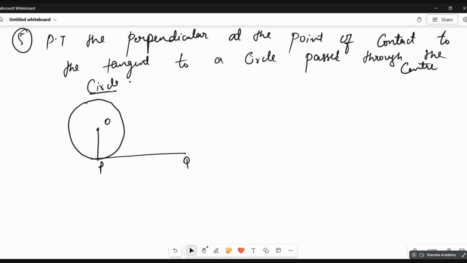This is a circle given here. So PQ is the tangent and this is a perpendicular. So it makes 90 degrees. This line passes through the center. You have to prove that. Try fast.